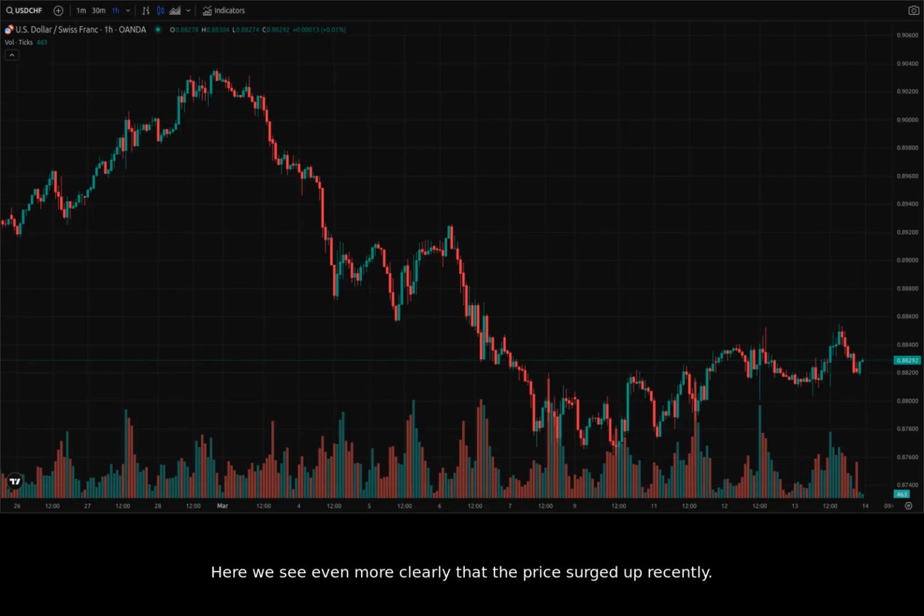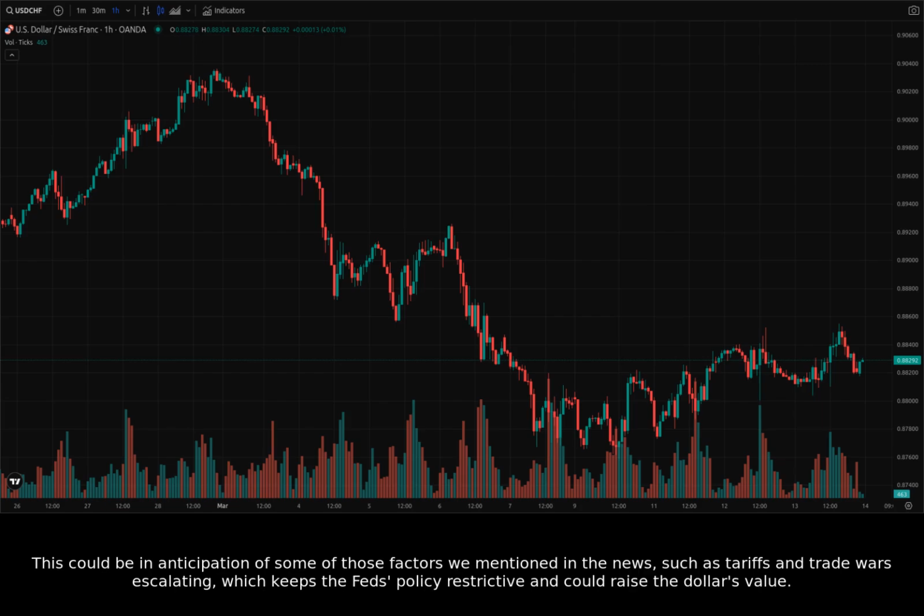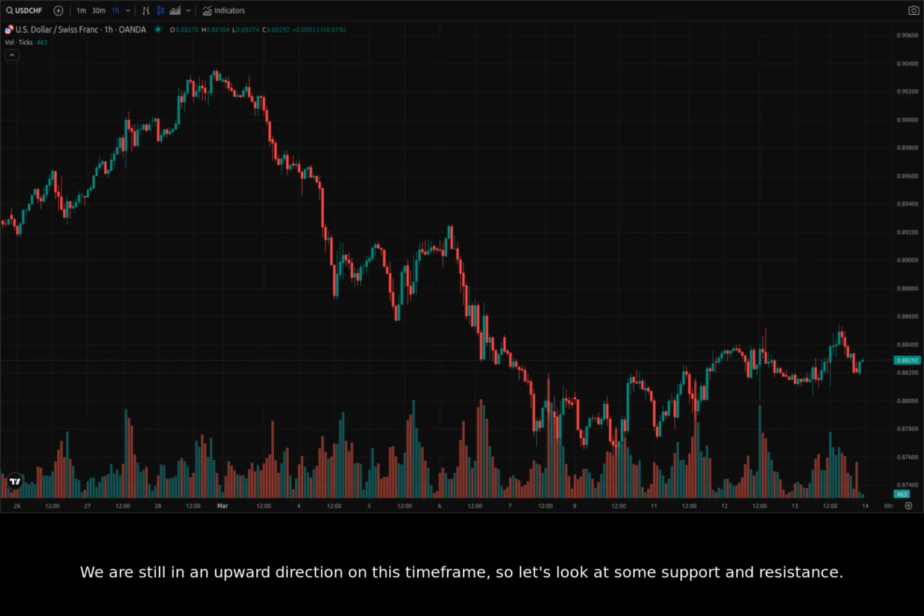Here we see even more clearly that the price surged up recently. This could be an anticipation of some of those factors we mentioned in the news, such as tariffs and trade wars escalating, which keeps the Fed's policy restrictive and could raise the dollar's value. We are still in an upward direction on this time frame, so let's look at some support and resistance.